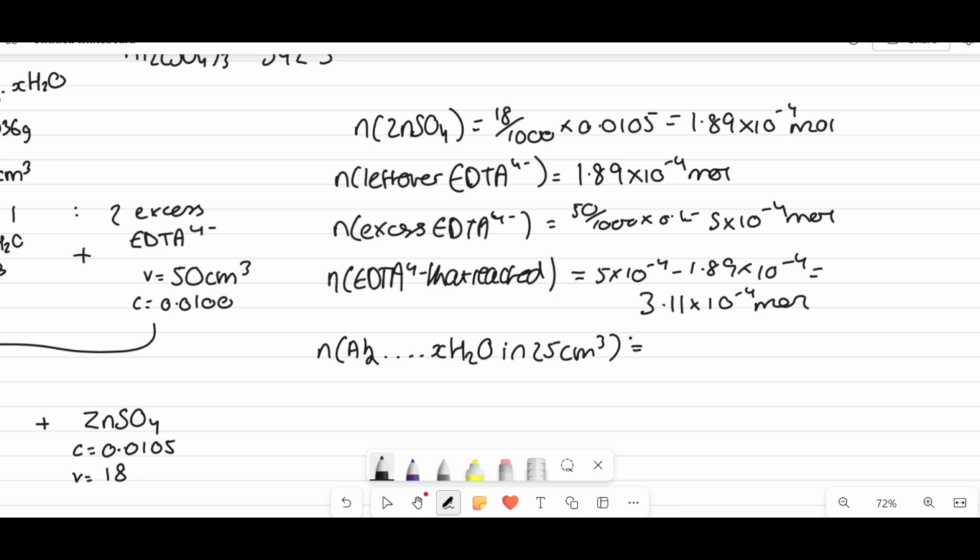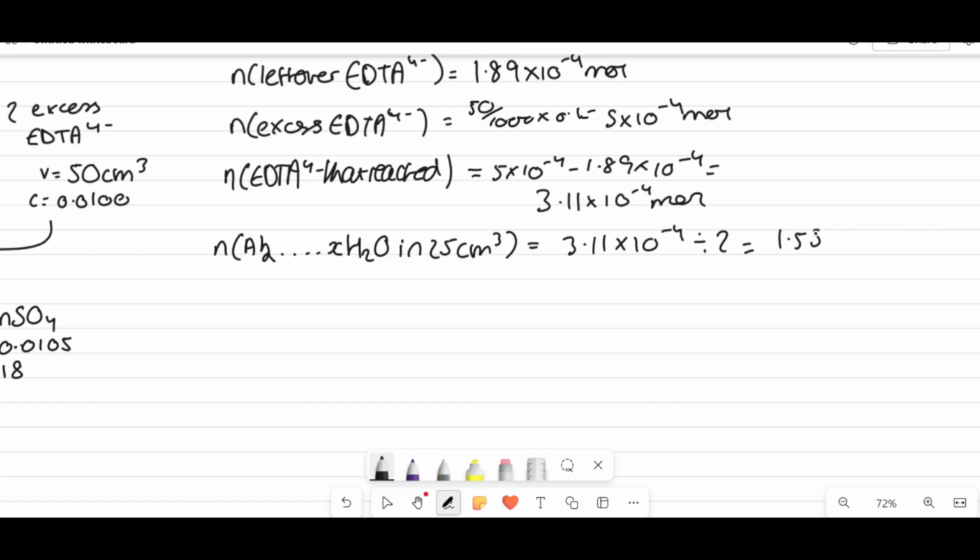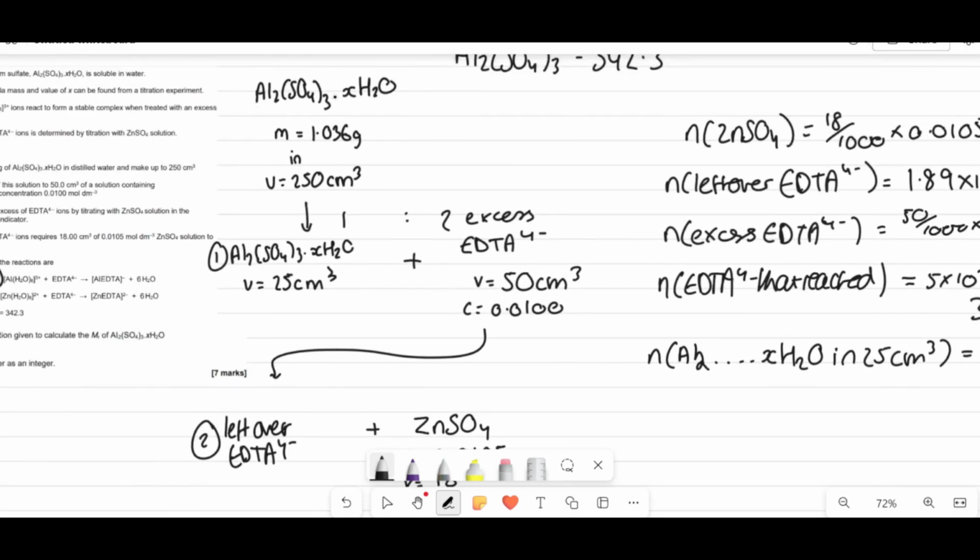So it would equal the moles of the EDTA that reacted, 3.11 times 10 to the minus 4, divided by 2, which is just 1.555 times 10 to the minus 4 moles. Now, this is in 25 centimeters cubed, but we want to work out the moles of this original thing, which is in 250. So we have to scale it up. One thing I see a lot of people do is blindly just do 250 over 25, even though it sometimes has absolutely no relevance. Sometimes it might be 250, it might be 100, it might be any number, and this could be 23. Then what? So don't do that.